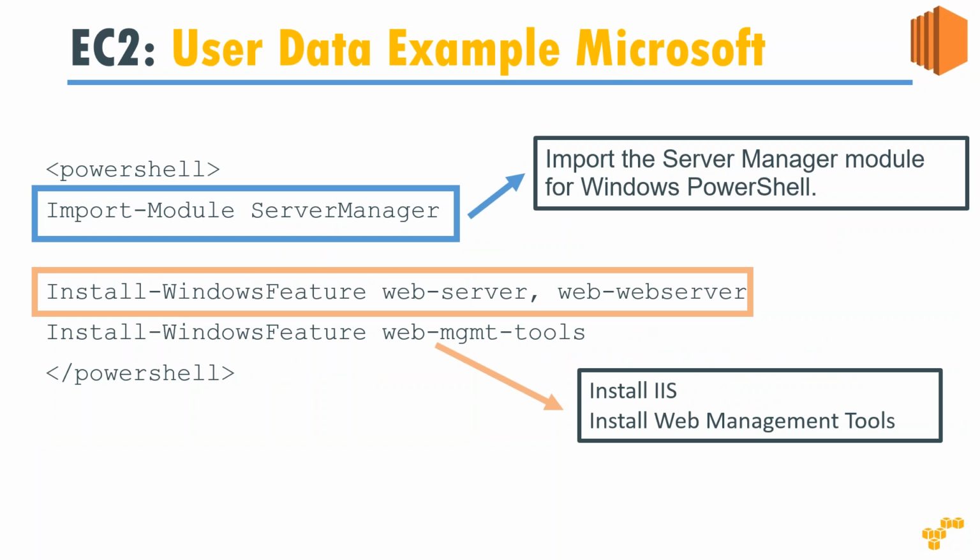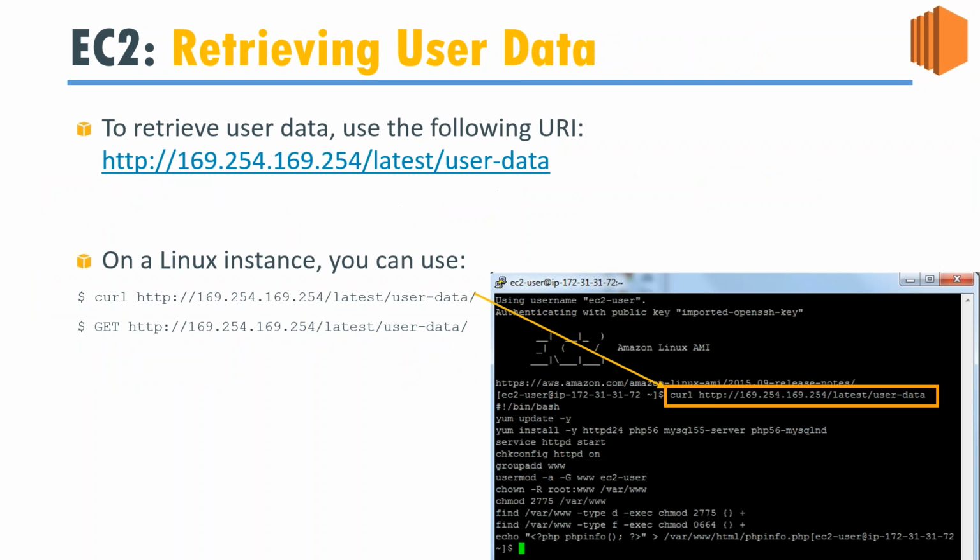When it comes to Windows, it is almost similar. If anybody is familiar with PowerShell, they should be able to quickly read this. You are informing the PowerShell interpreter at the top, and you are importing the Windows Server Manager module. And then in the next two steps, you are installing and configuring the IIS web server. So this is how the user data field is done in Windows.